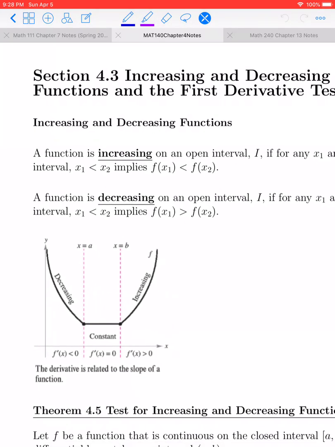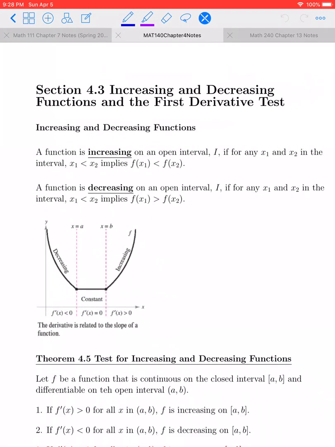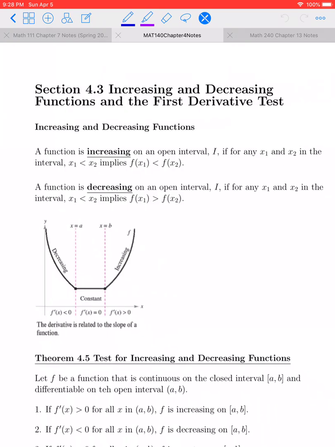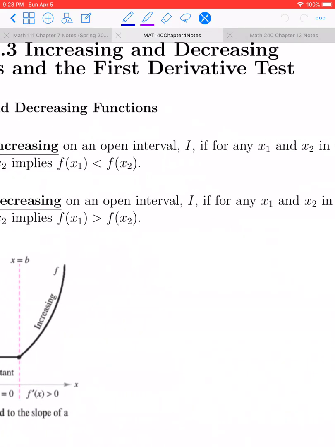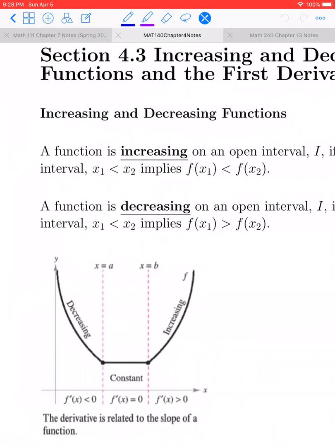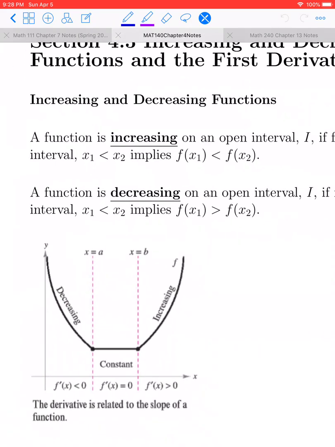In section 4.3, we're going to look at increasing and decreasing functions and the first derivative test. One of the important definitions we want to recall from college algebra is that of an increasing and decreasing function on an open interval. A function is increasing on an open interval I if for any x1 and x2 in the interval such that x1 is less than x2, it implies that f of x1 is less than f of x2, then the function is increasing on that interval I.